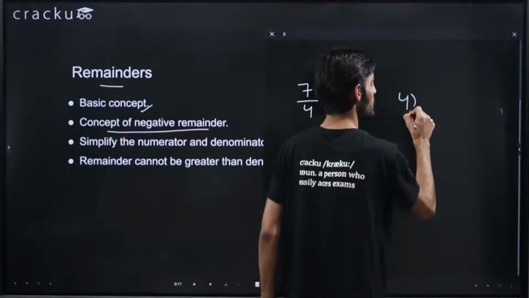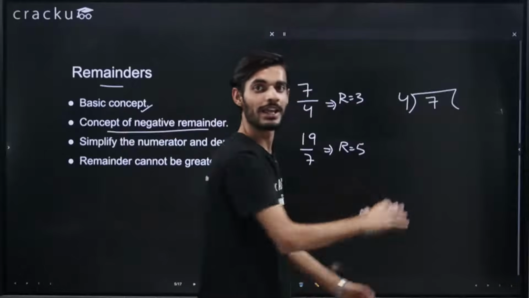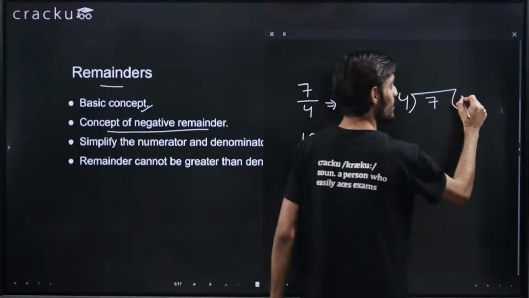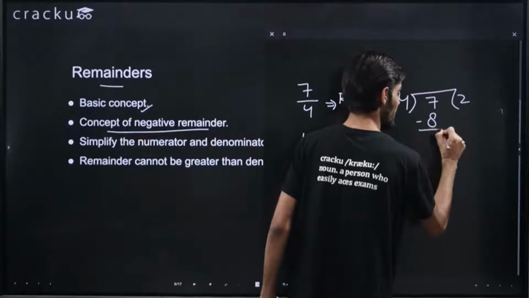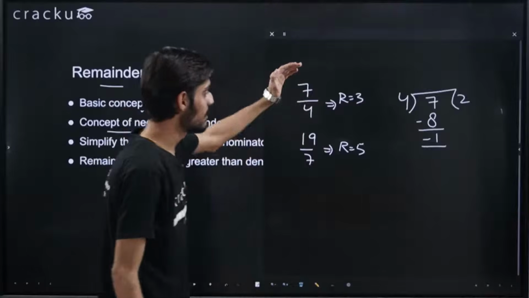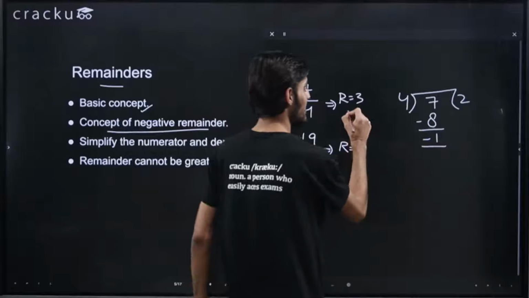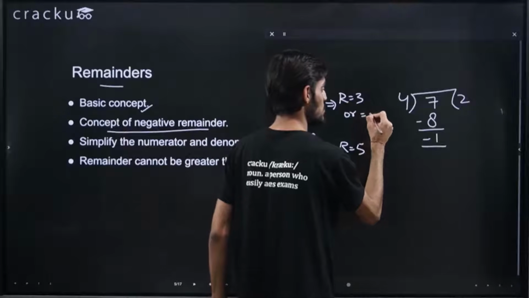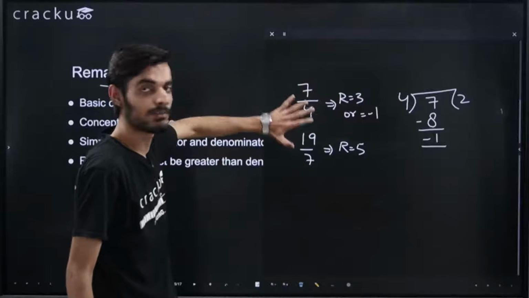Let's say 4 here, I need to divide it by 7. Then instead of multiplying it by 1, if I multiply it by 2, it will give me 8. And if I subtract, I will get minus 1 as the remainder. So if I am dividing 7 by 4, the remainder can be plus 3, or I can write the remainder as minus 1 also. These are the two possible remainders when dividing 7 by 4.